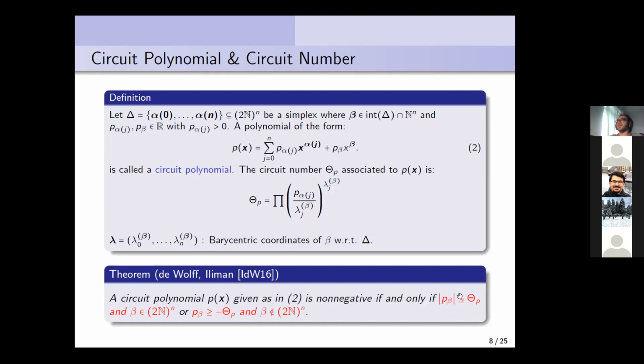with just a small symbolic check, which is basically: if the absolute value of p beta is less than or equal to theta p in the case where beta is an even point, or in the case where beta is not an even point, you have to consider this inequality instead.